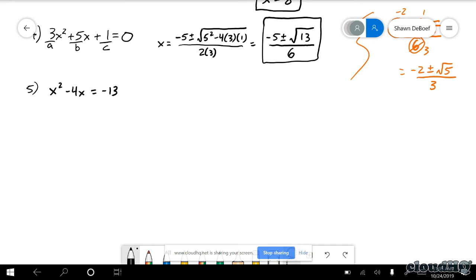All right, so you should observe number 5. It's not set equal to 0. That first needs to happen. So I have to add the 13 over. a is 1, b is negative 4, c is 13. Negative 4 becomes positive 4. Once again, be careful to use parentheses around the negative 4 when you square it.